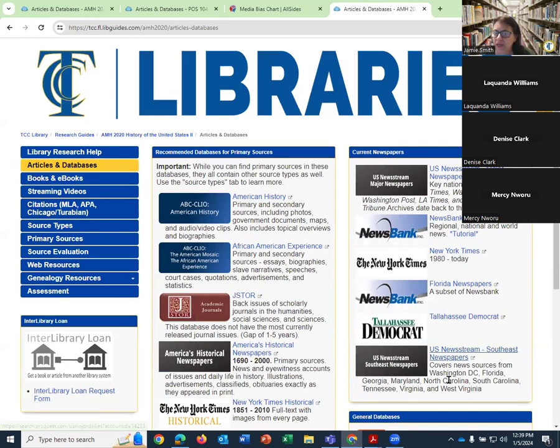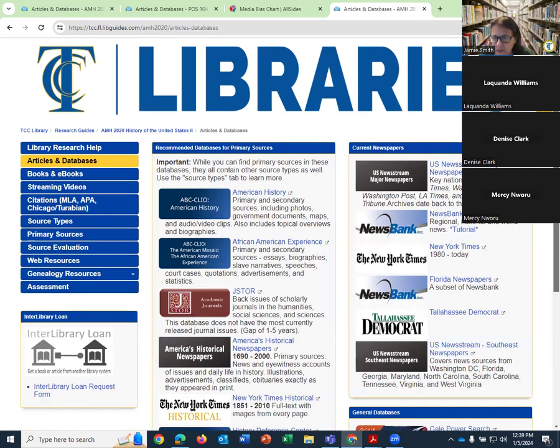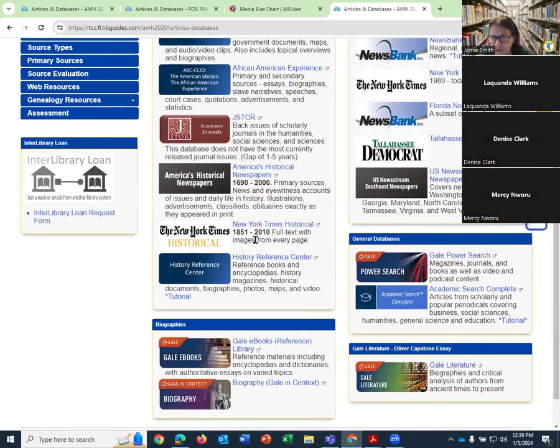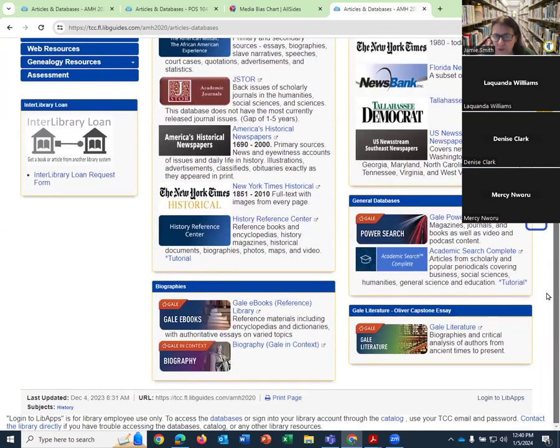And here they have the newspapers. Notice the dates for some of these newspapers. American History, 1690 to 2000. And look at this one, 1851 to 2010. So they have some great resources that you can use for history.